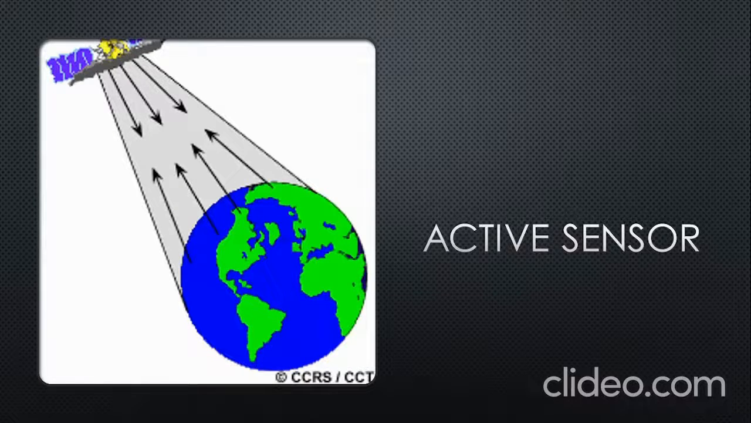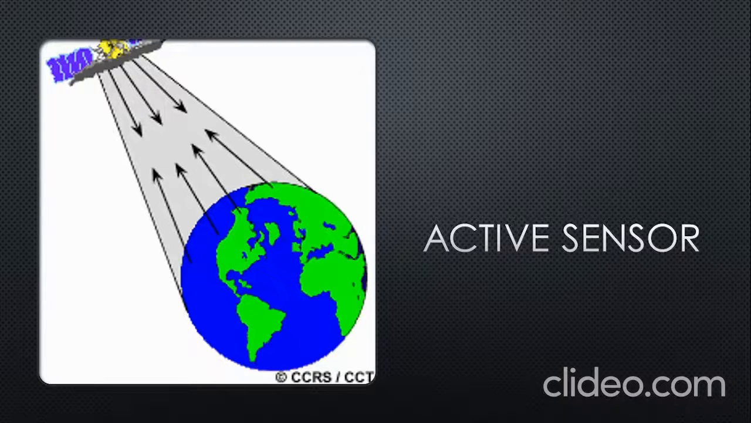Active sensors, on the other hand, provide their own energy source for illumination. The sensor emits radiation which is directed towards the target to be investigated. The radiation reflects from the target and is detected and measured by the sensor.